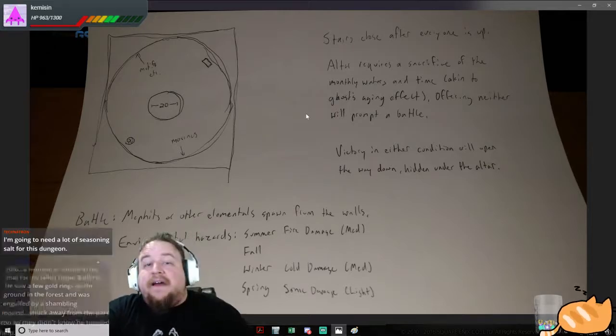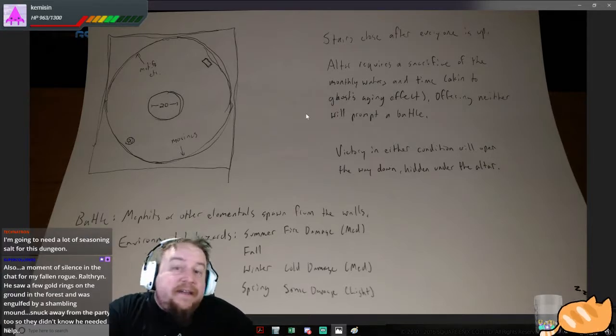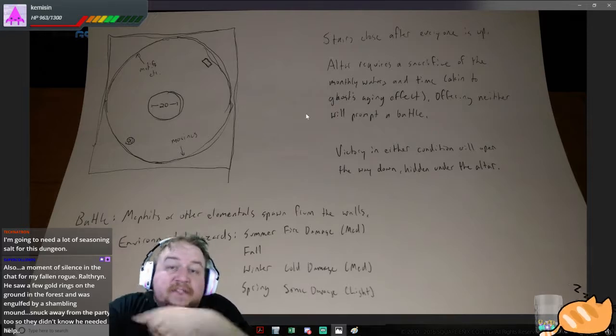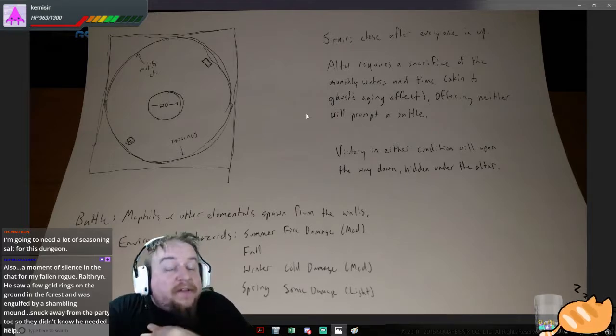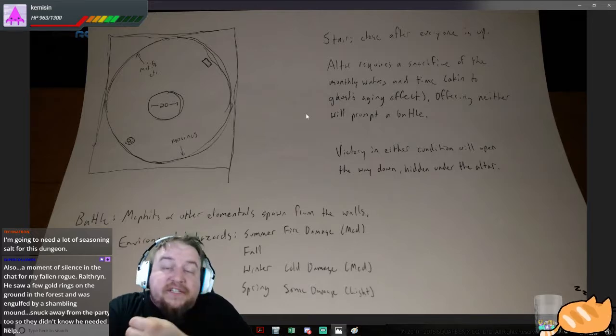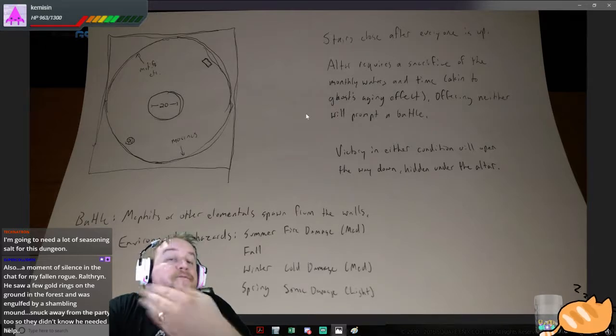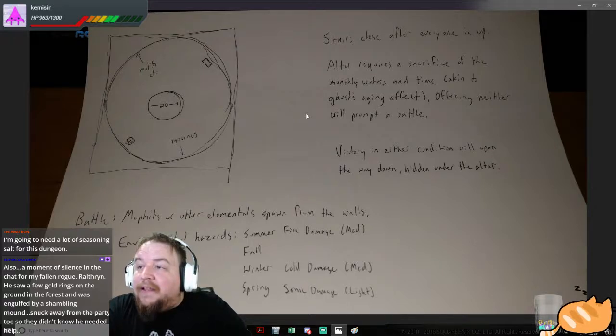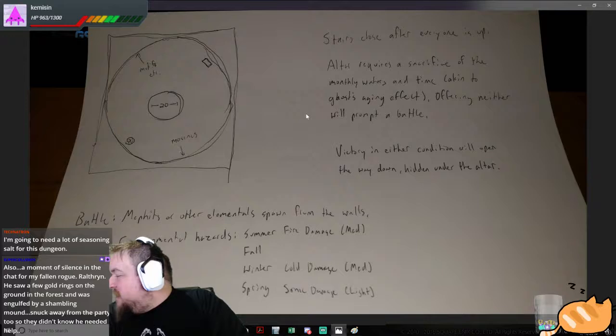There is an aging effect inside of the game. Actually, it's very auspicious that Derek was talking about him reverting back to a youthful character. In the game, there are certain monsters like ghosts that can artificially age you forward in time. I'm going to need a lot of seasoning salt for this dungeon. Well, hopefully it's not too salty.